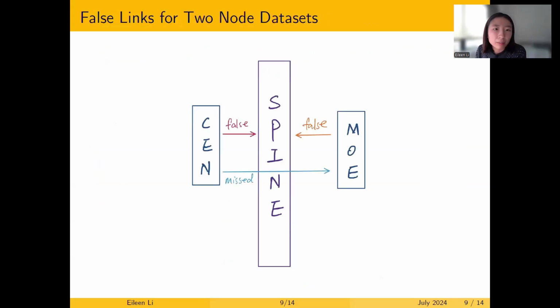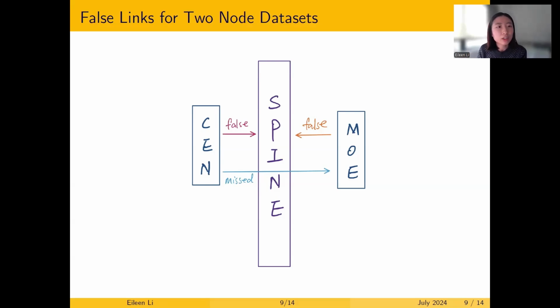Identifying false links for one node to spine linkage is the first step. The next step is to assess how much bias false links will cause on linked data analysis. And speaking of linked data analysis, there has to be more than one node dataset. So in my case, I've chosen census data and education data as my two node datasets.